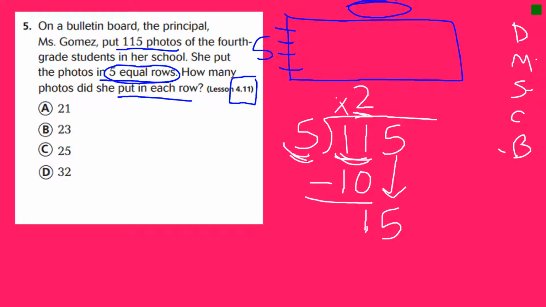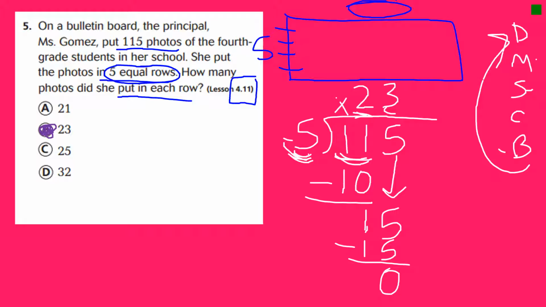Okay? And start all over again. D for divide. Divide 15 divided by 5. Oh, you know that basic fact is 3. Multiply 3 times 5. 3 times 5 is 15. S for subtract. Oh, look at that. I subtracted all the way down to 0 already, didn't I? 23. Excellent job. Really, really excellent job, guys.